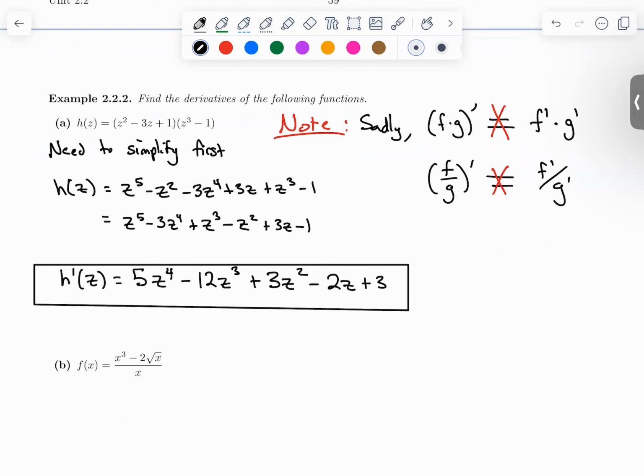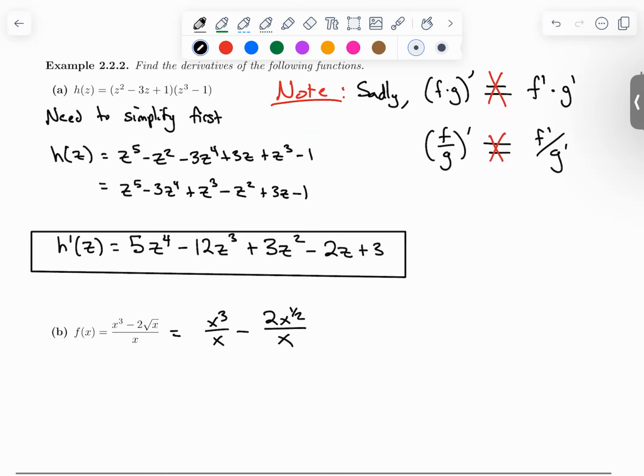Next one, similar situation. Since the derivative of a quotient is not equal to the quotient of the derivatives, we need to divide first. But that's not too bad. This is the same thing as x cubed over x minus 2x to the 1/2 over x. I converted the square root of x to exponential form because I'm going to need to simplify this.